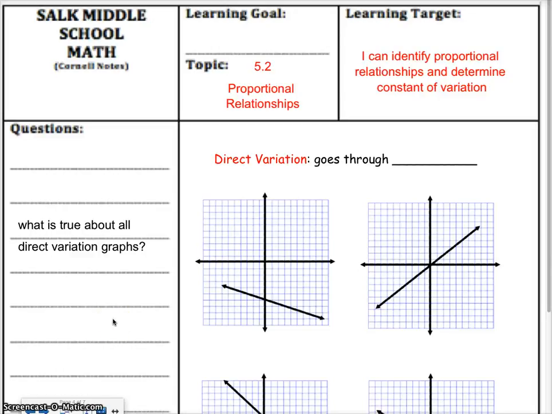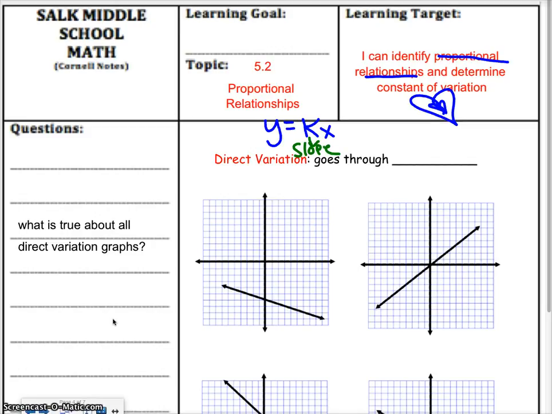Okay, we're moving on to our second part of direct variation. Your learning target: you can still identify proportional relationships, and you're going to be able to determine the constant of variation. I want you to keep in mind that direct variation means y equals something times x. That something we have learned is really the slope. Don't you agree? Y equals mx plus b.